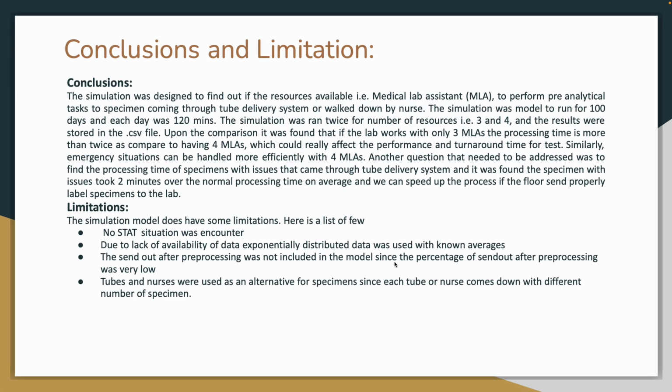All right, the conclusion is pretty simple. We need 4 people instead of 3 every night if you want a good processing time. And again, if we can avoid the labeling and ordering issues and we get ready specimens, we can really speed up the overall process.